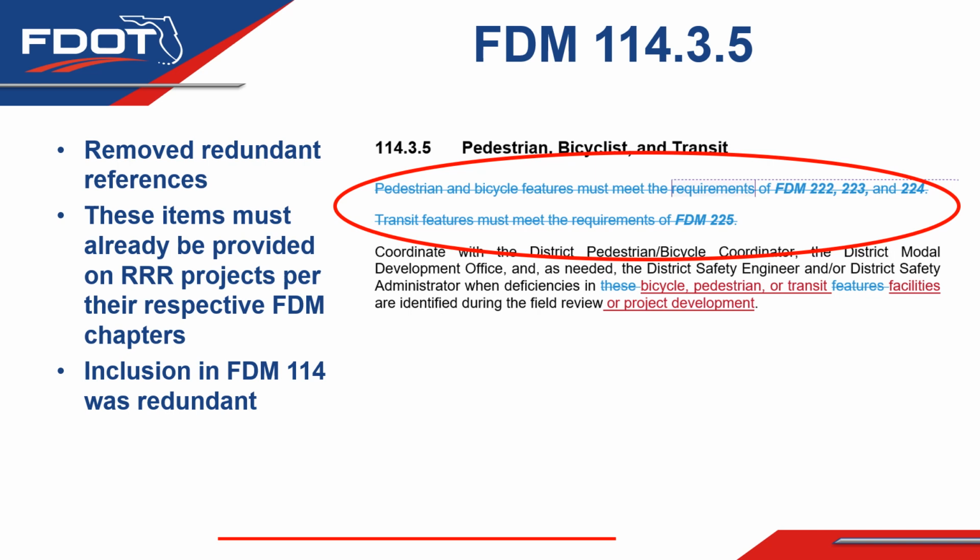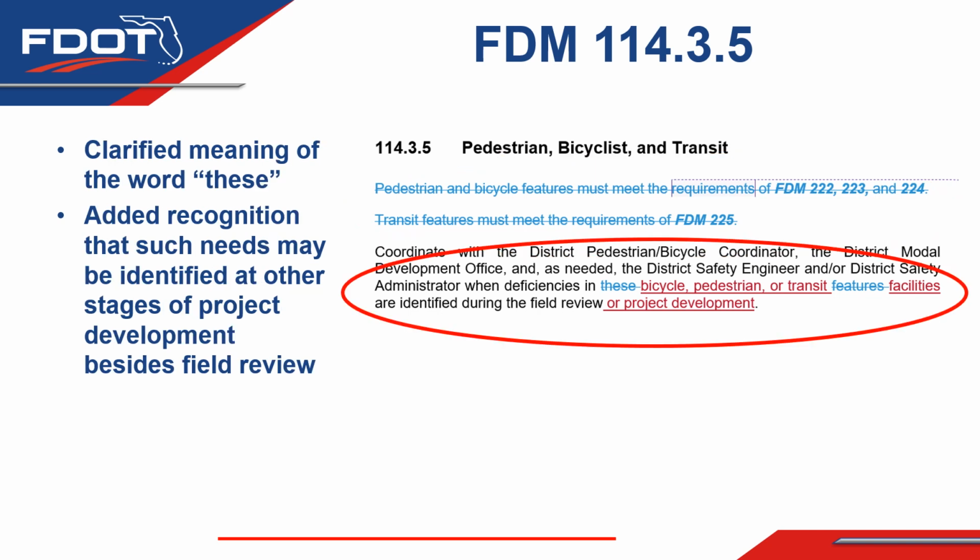However, because we removed those lines that you see there in blue with the strike through, we had referred to those lower down. So now we had to change this to explain when we say these, that's what we meant by that. So when we say these things, we mean bicycle, pedestrian, or transit features or facilities in the project development. So that, again, is just kind of a housekeeping measure to clean up the chapter and remove some of the redundancy that's in there and streamline things a little bit.